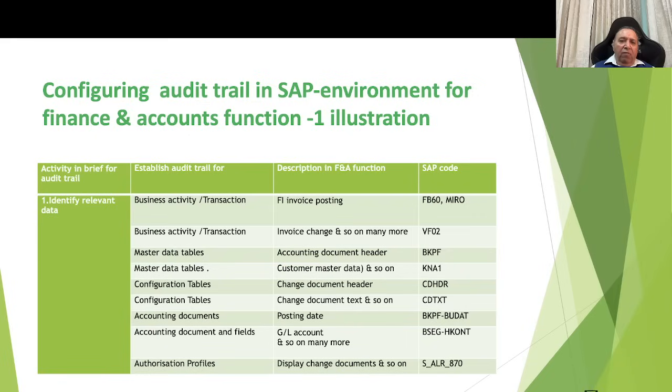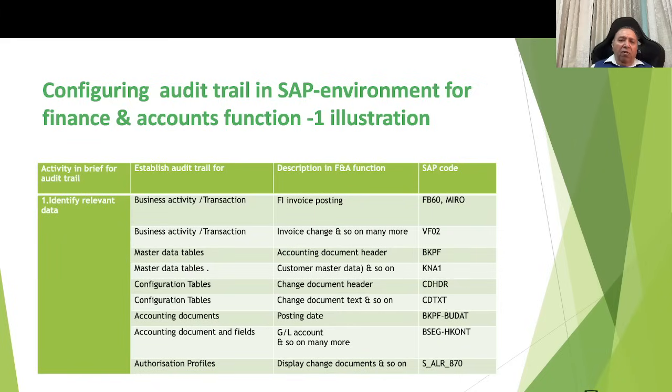Master data table. For example, the master data tables in the context of finance accounts are the accounting document header BKPF, and the second master data table is the customer master data table, say KNA1. Similarly, for the configuration table, we track who had access to the BKPF table and KNA1 customer master data tables. Number three is the configuration table. For example, the change document header CDHDR, which I will take up a little more, and the configuration table change document text, and so on, which is CDTXT.